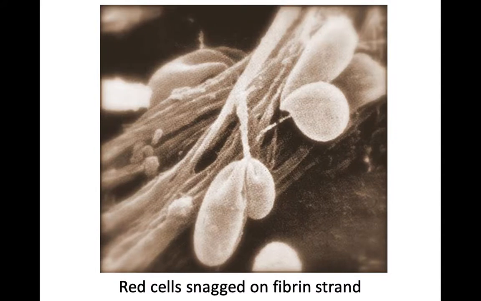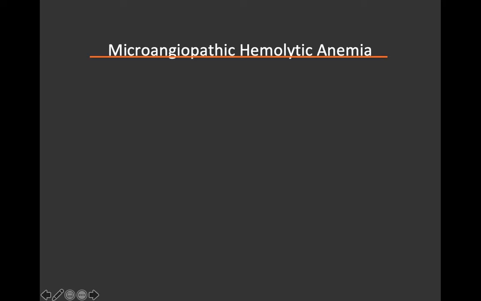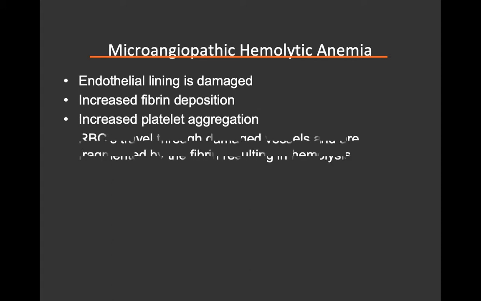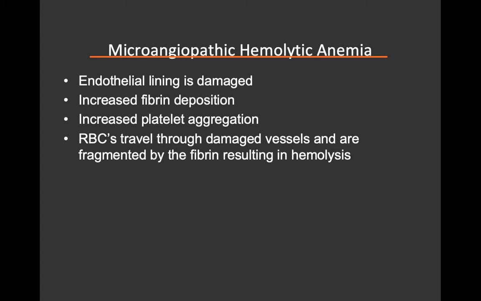And so the big deal here is that you have these red blood cells and they're being snagged by these fibers here, which are proteins called fibrin. So what happens is you have some kind of damage, some kind of trauma to the endothelial lining of our small blood vessels. And because of that, we have fibrin that's being deposited as well as platelet aggregation in that lining.